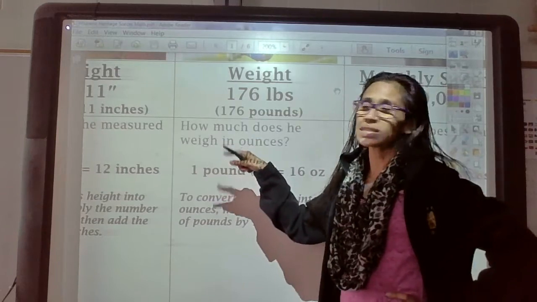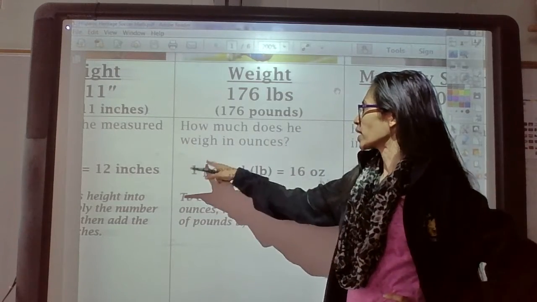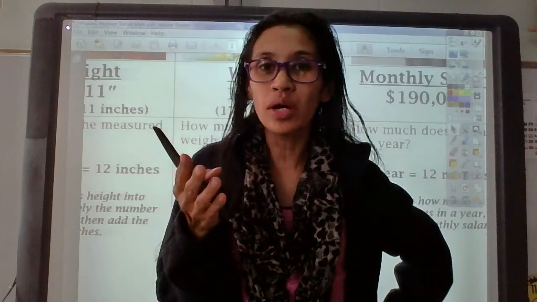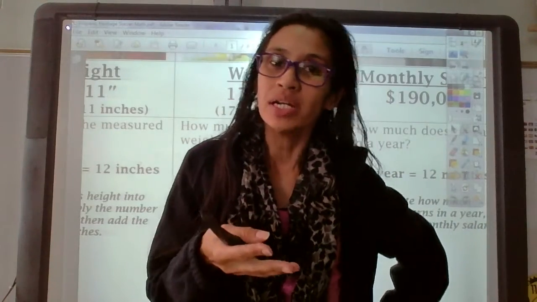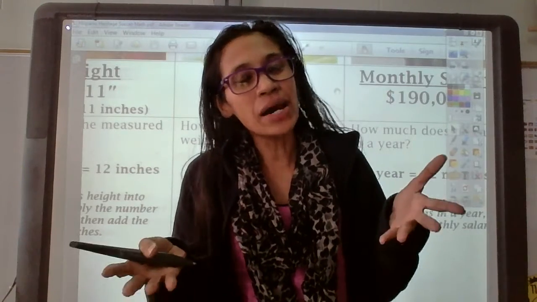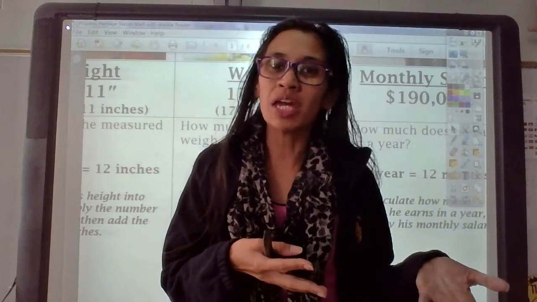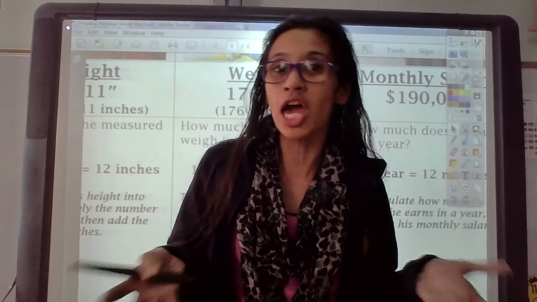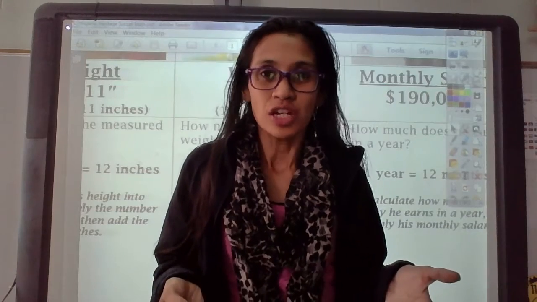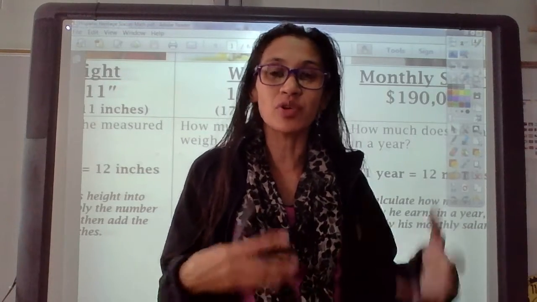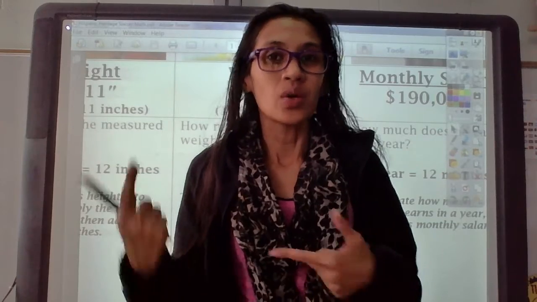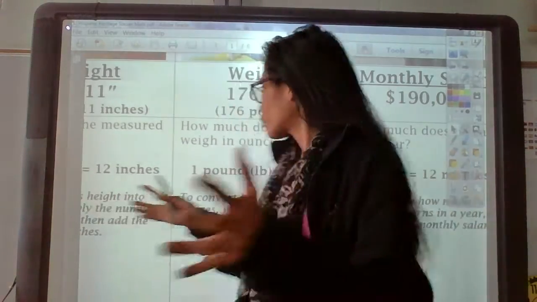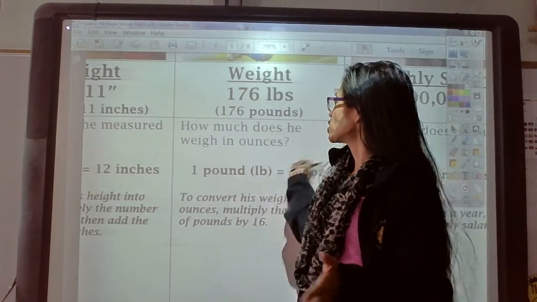Look at the first one. It says, how much does he weigh in ounces? When you were born, your weight was probably 7 pounds and 2 ounces, or maybe 5 pounds and 10 ounces, or maybe 10 pounds and 1 ounce. Usually when it's something tinier, you have those extra ounces, but we're going to convert his weight into ounces on its own.